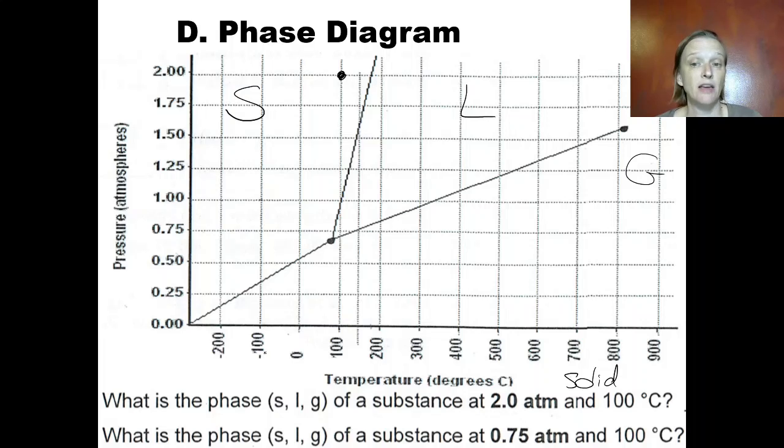What is the phase of a substance at 0.75 atmospheres and 100 degrees Celsius? So 0.75, we're right here. We're near the triple point, but we're not at the triple point. We're in this liquid zone. So here we expect the phase of this substance to be a liquid.